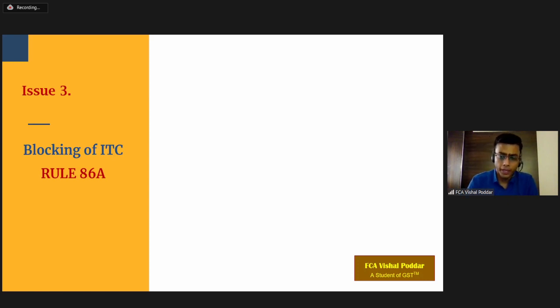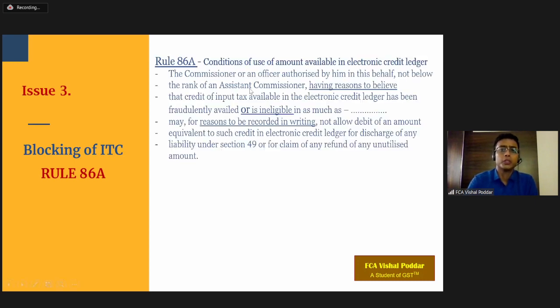Again, by way of a rule, directly by way of a rule, the law requires that the commissioner or any officer appointed by the commissioner or empowered by the commissioner would have right to block your ITC for a period of 1 year. Now, how to handle this particular scenario? To understand that, let us just go to the rule 86A.